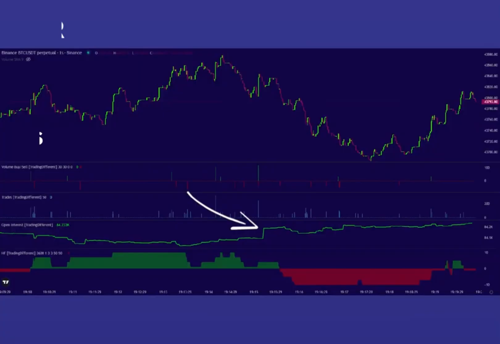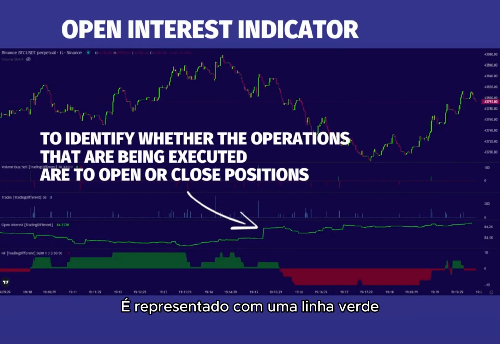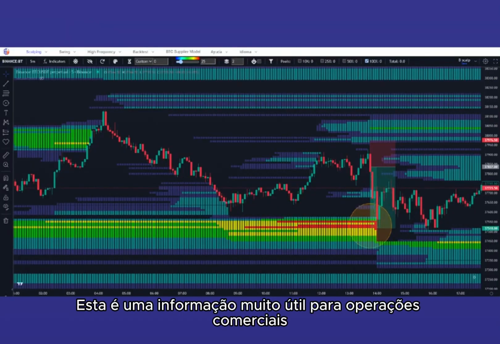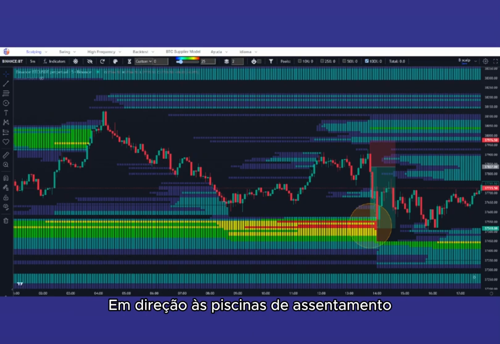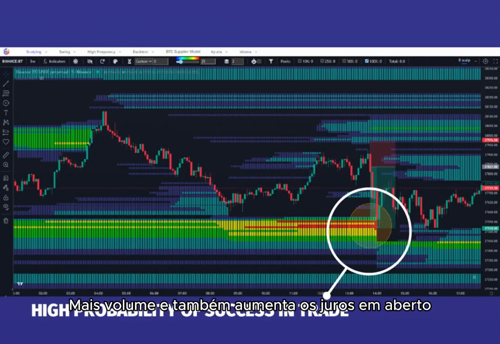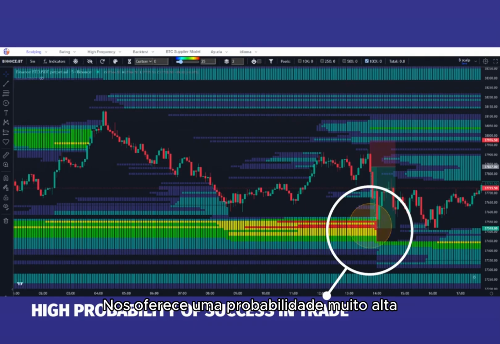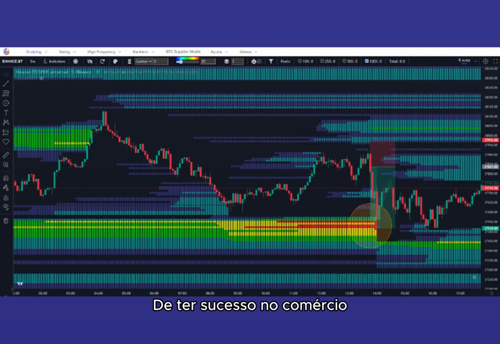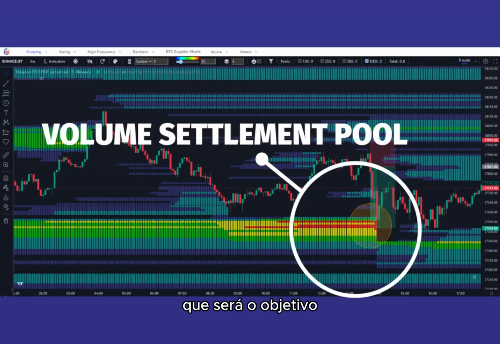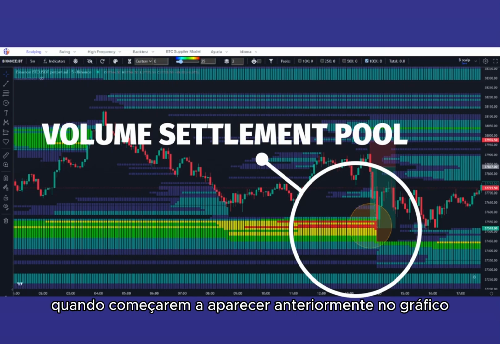The open interest indicator is represented with a green line, and will help us identify, in more detail, if the operations that are being executed, at the level of seconds, are to open or close positions. This is very useful information for operating trades towards the liquidation pools, since, if it meets the established conditions, of trading more volume, and also increases the open interest, it offers us a very high probability of being successful in the trade. The condition is that there must be a liquidation pool with volume, which will be the objective, through which the high-frequency bots will go, when they begin to appear previously on the graph.